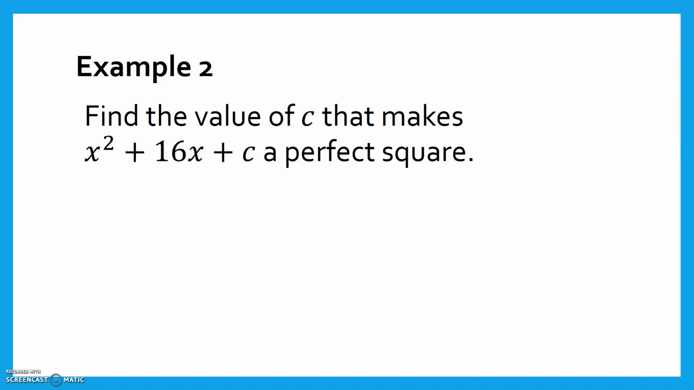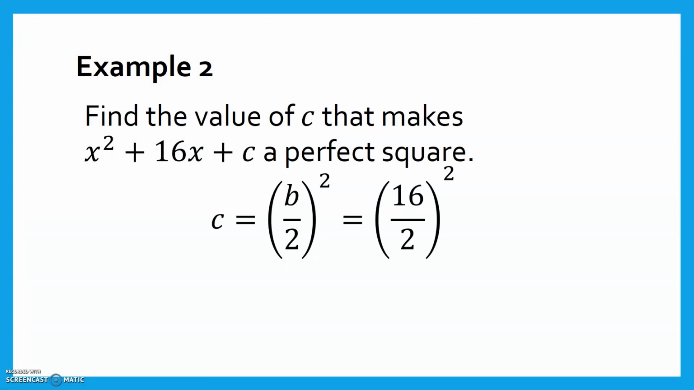Example 2 is pretty similar, except b is 16 this time. So I know that c is b divided by 2 squared. So b is 16 divided by 2, and then I'm going to square that. Well, 16 divided by 2 is 8, so I have 8 squared. And when I do 8 times 8, I get 64. So c has to be 64.